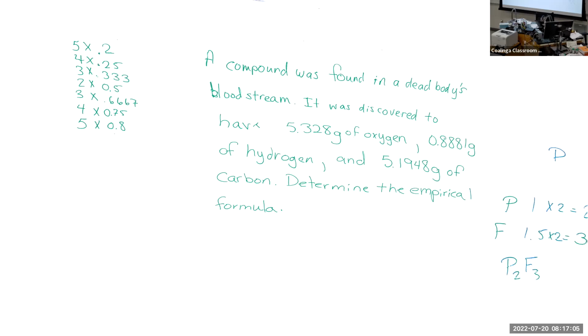Okay. So if it ends in those decimals, that's what you know you need to multiply it by, after you've done the division by the smallest. That's my hint.